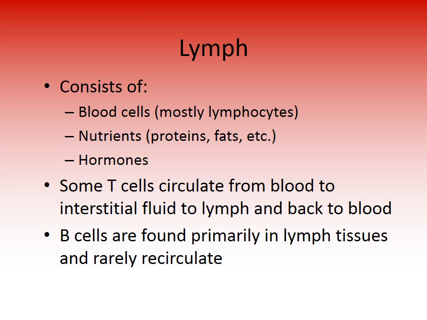Lymph is the actual liquid part of our lymphatic system, composed of blood cells and mostly lymphocytes. It's made up of nutrients, so proteins and fats, and also hormones. Some T cells circulate from the blood to the interstitial fluid to the lymph, and back to the blood again. Remember, in our circulating peripheral blood, we'll most likely see those T lymphocytes. B cells are found primarily in the lymph tissue and rarely recirculate. So remember, those T cells are often found in the peripheral system, circulating in blood, and the B cells are typically in the lymphatic system.